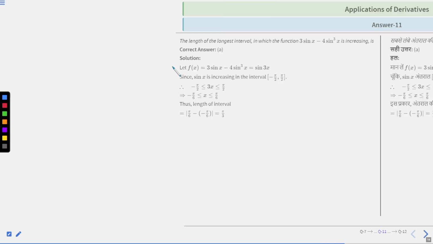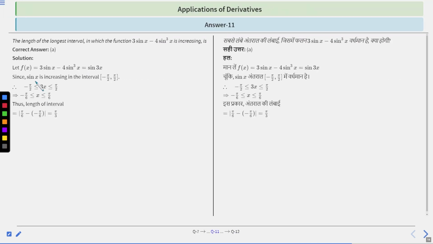Okay, let's move to the solution part. As we have discussed, f(x) is equal to 3 sin x minus 4 sin cube x, which can be written as sin 3x. Now, since sin x is increasing in the interval minus pi by 2 to pi by 2, we know this, right? We can apply f dash x also, but we know that sin x is increasing in the interval minus pi by 2 to pi by 2, because we know the graph of sin x is like this. If this is minus pi by 2, this is pi by 2, you can say that from minus pi by 2 to pi by 2, it is increasing, right?